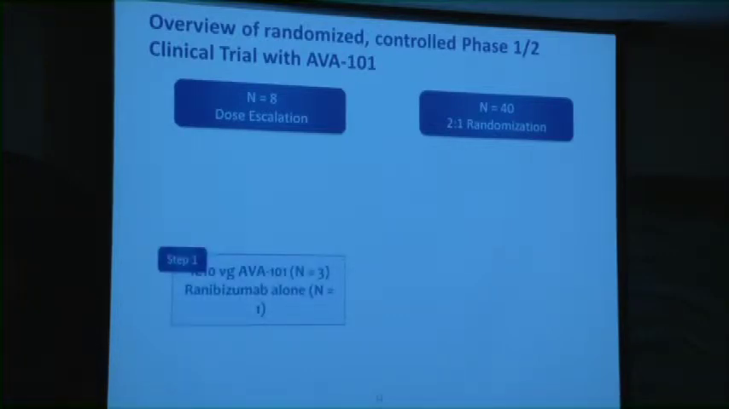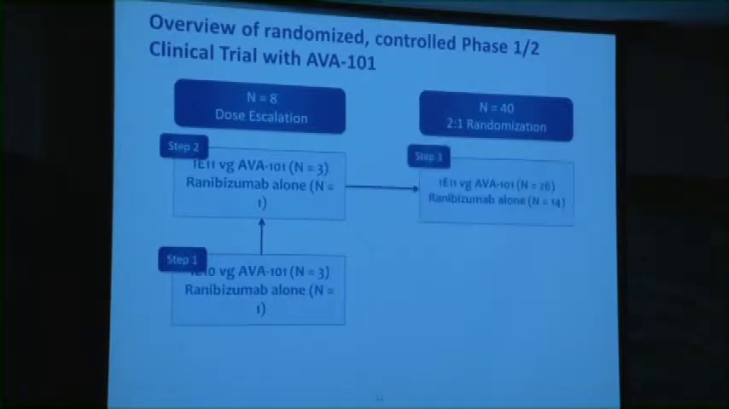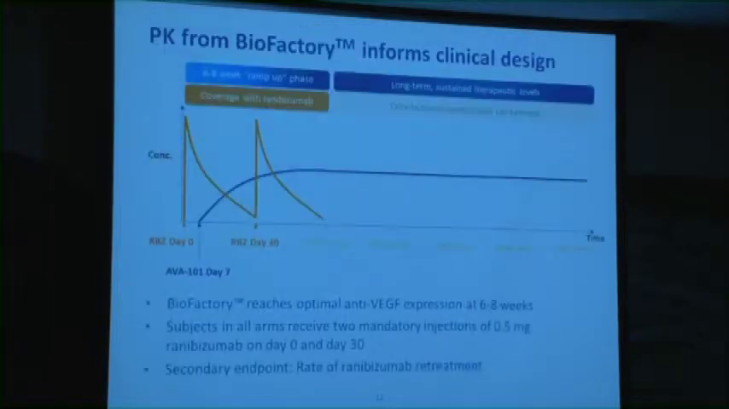In step 1, 1e10 vector genomes is given, and 1 patient got, as a control, ranibizumab, that's Lucentis, which is a commercially available drug, alone. In step 2, it was a higher dose of 1e11 vector genomes versus ranibizumab alone. And in step 3, 40 patients are randomized 2-to-1 between the high dose of the drug and ranibizumab alone.